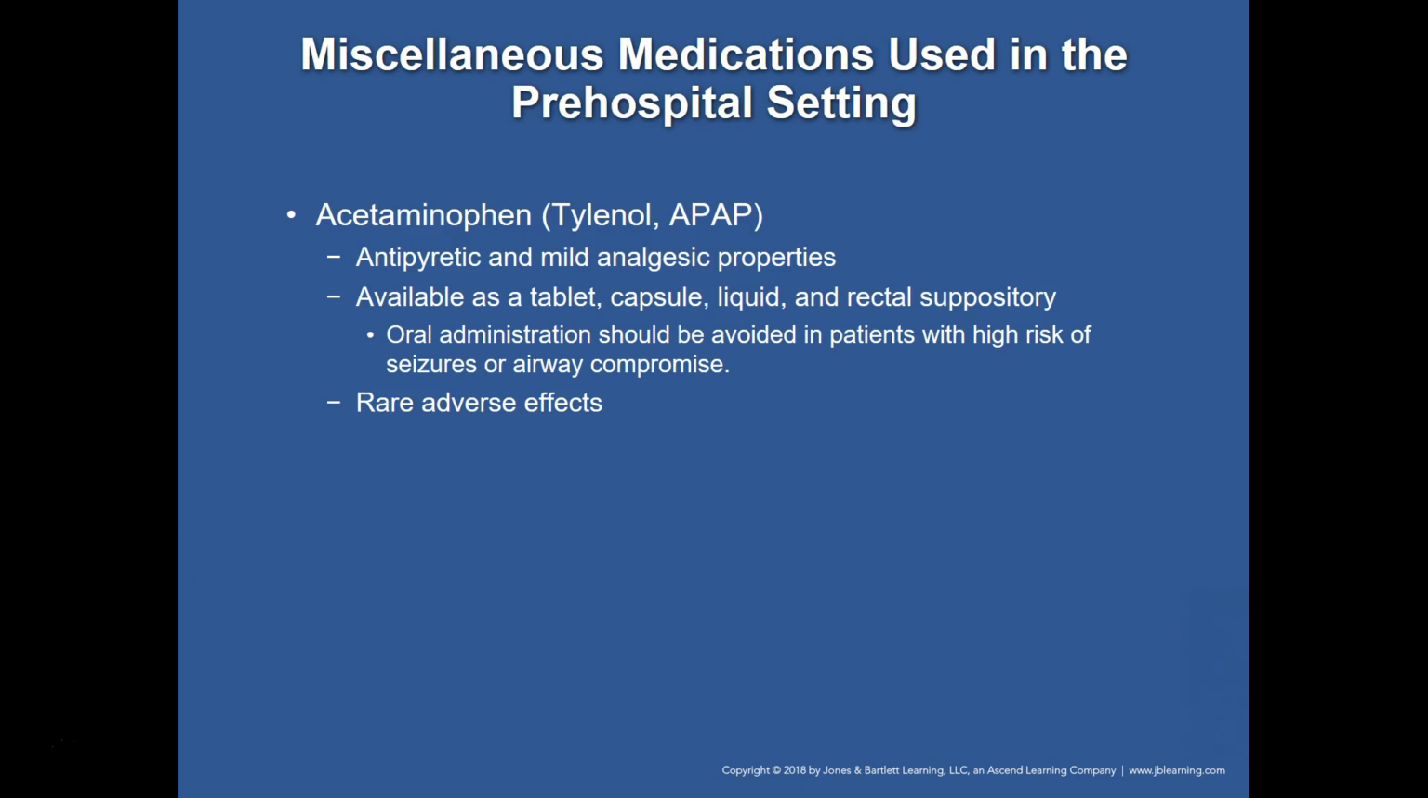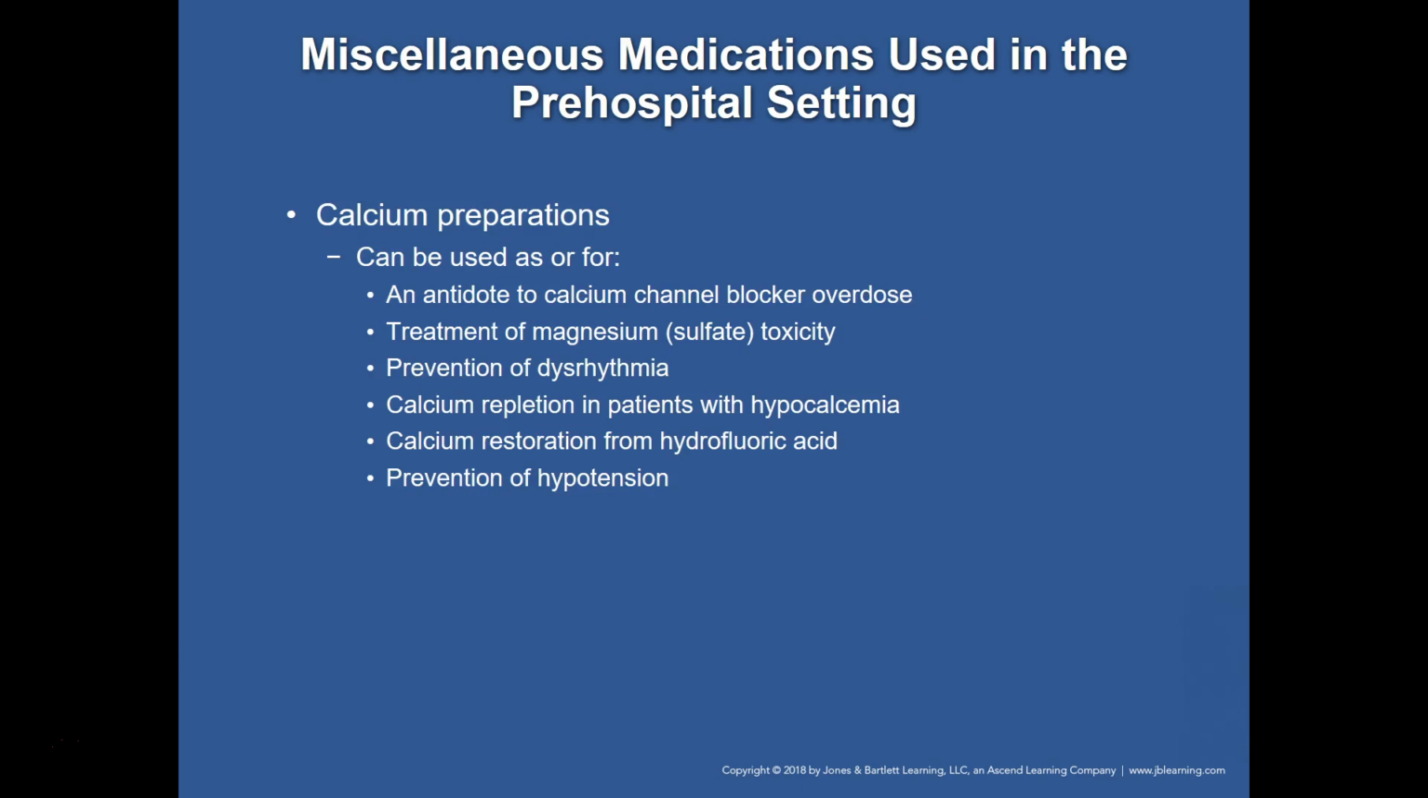Tylenol, acetaminophen. It's an antipyretic, meaning it helps with fevers, and it has a mild analgesic property, so it helps with a little bit of pain. Available as a tablet, capsule, liquid, or rectal suppository. Don't give it orally to patients with a high risk of seizures. It rarely has adverse effects unless you give them too much, and then it can cause some liver problems.